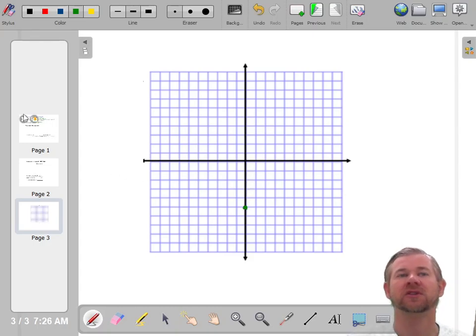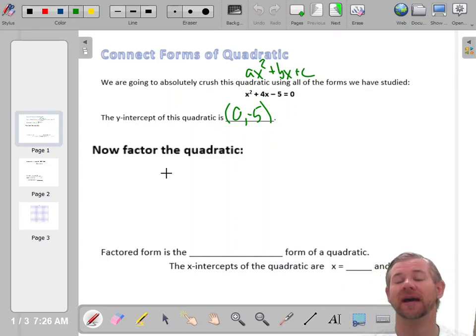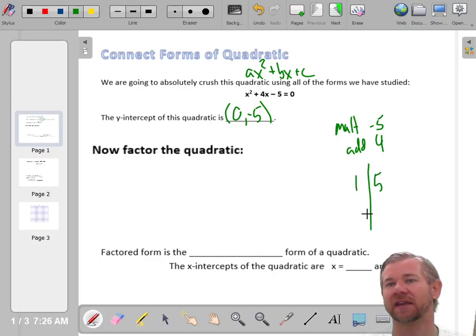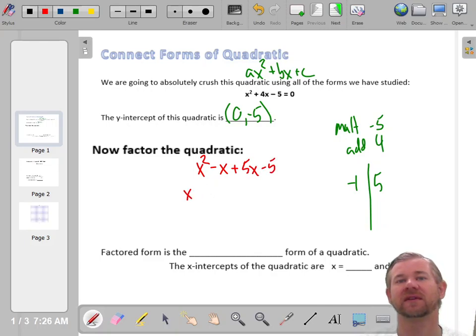All right. So what we're going to do is start in standard form, and now we're going to convert it to a different form by factoring it. So to factor it, I need to find numbers that multiply to -5 and add to +4. So multiply to -5, it's got to be 1 and 5. If they add to +4, make the 1 negative. So it's x squared minus x plus 5x minus 5.